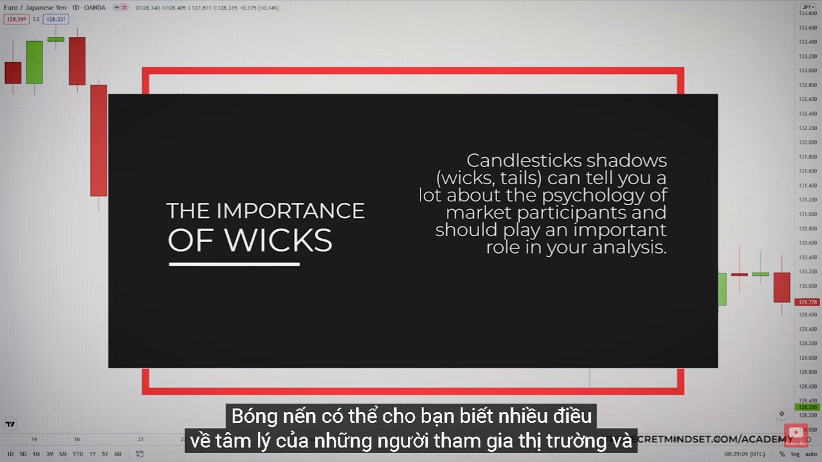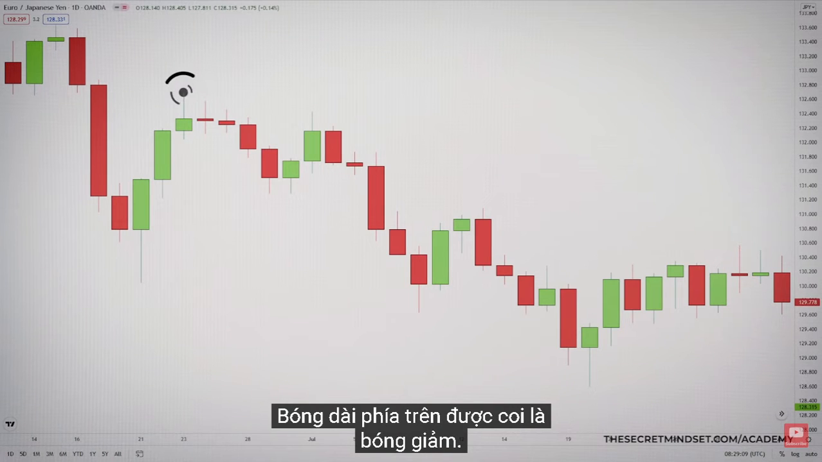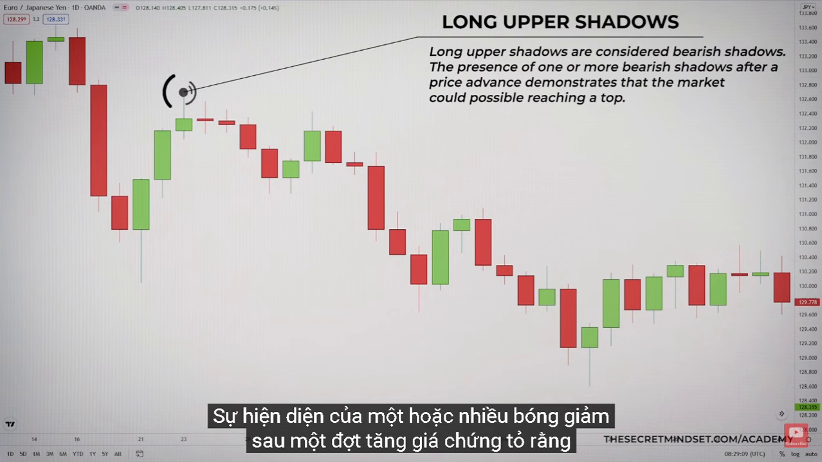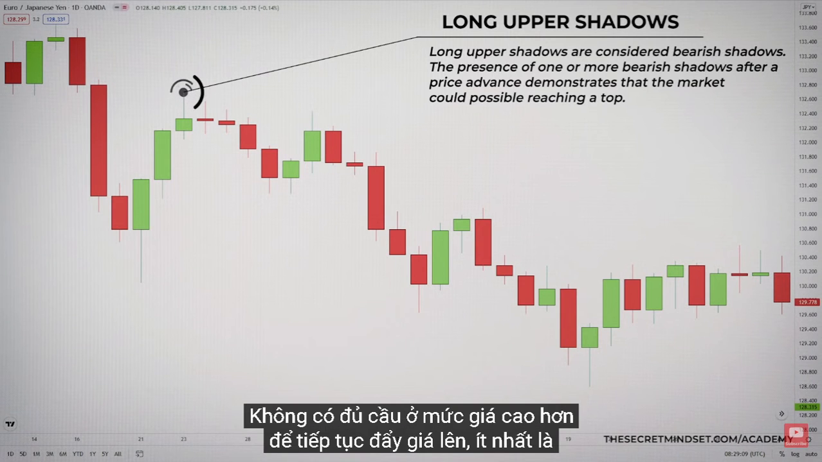Candlestick shadows can tell you a lot about the market psychology of market participants and should play an important role in your analysis. Long upper shadows are considered bearish shadows. The presence of one or more bearish shadows after a price advance demonstrates that the market could possibly be reaching a top. There is not enough demand at higher prices to continue to move the price upward, at least for the short term.